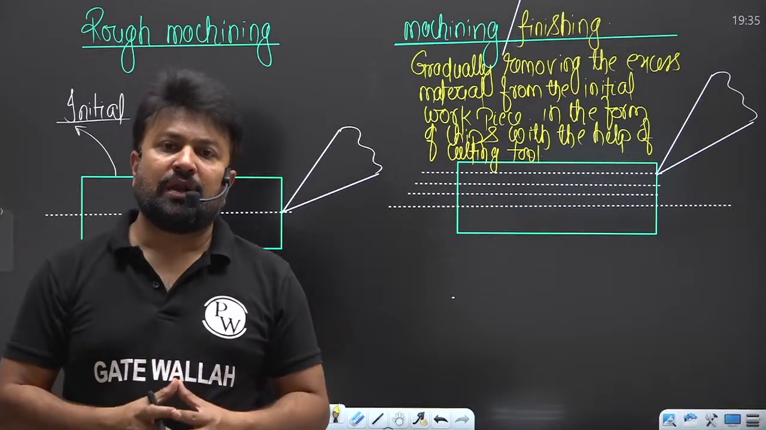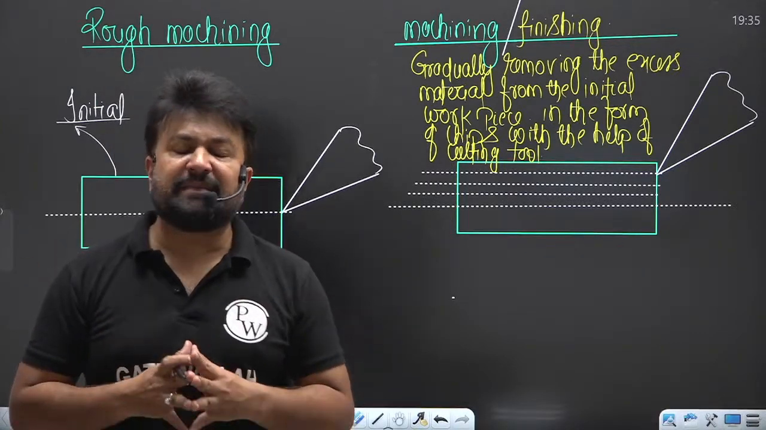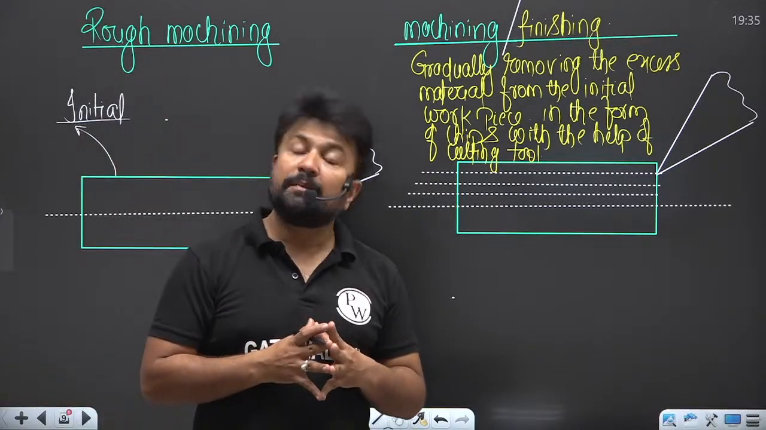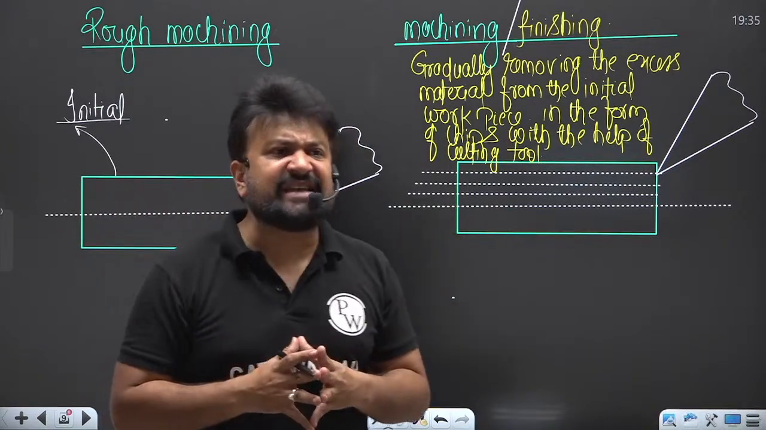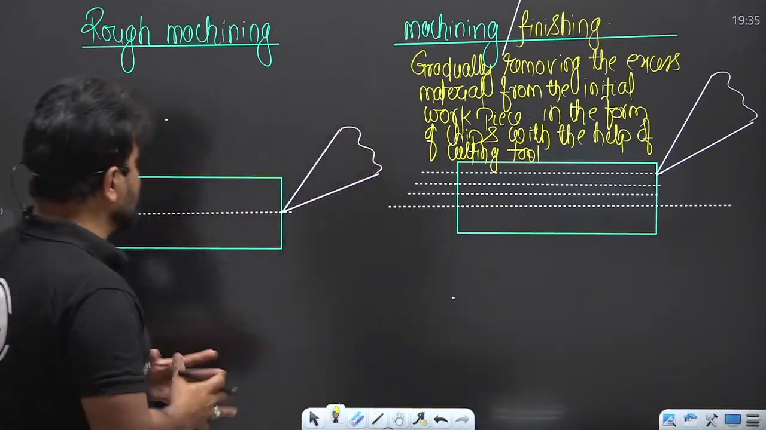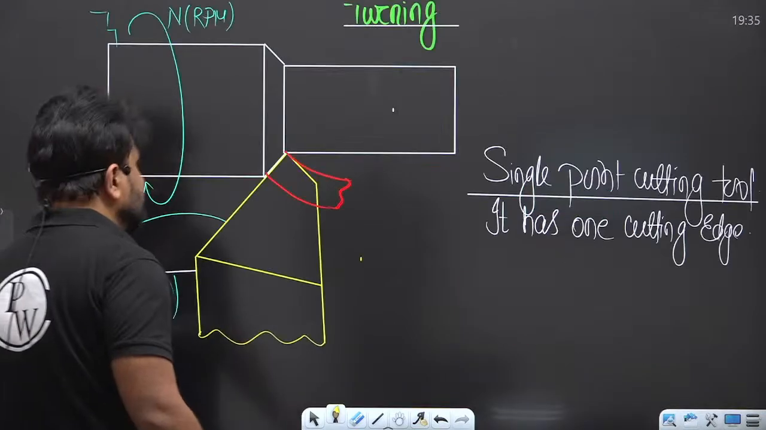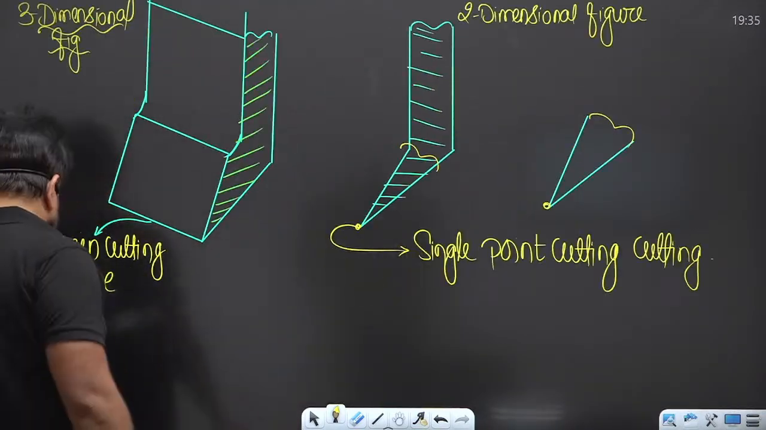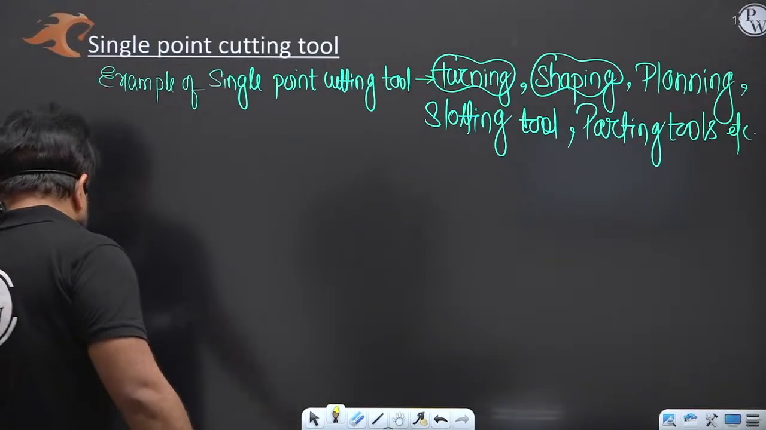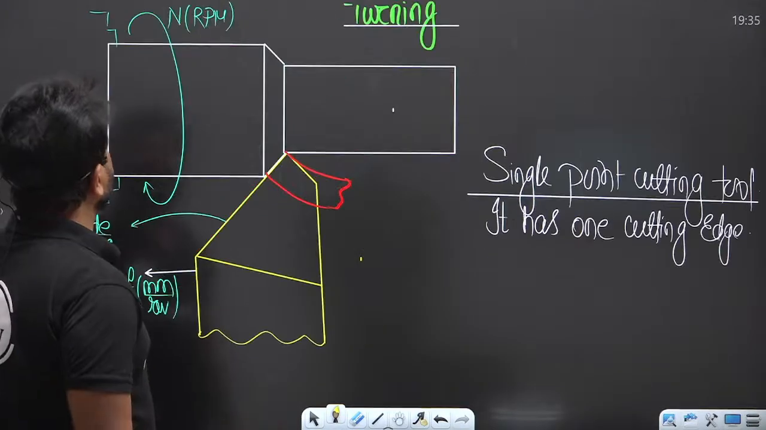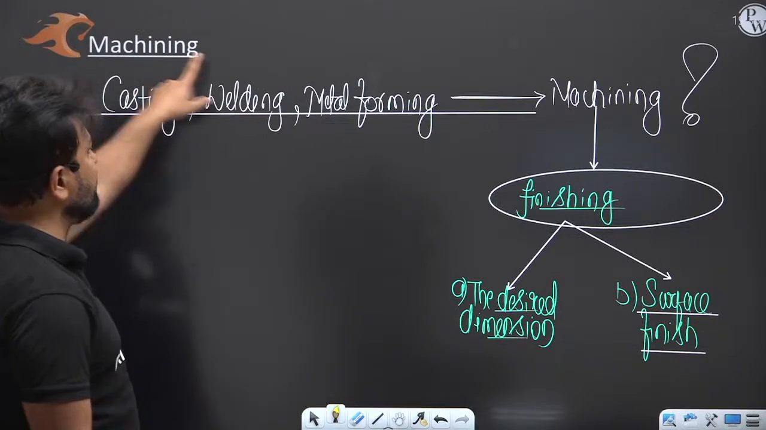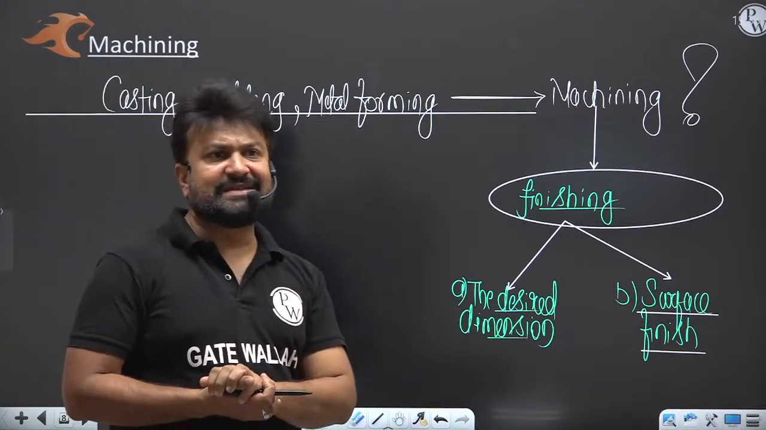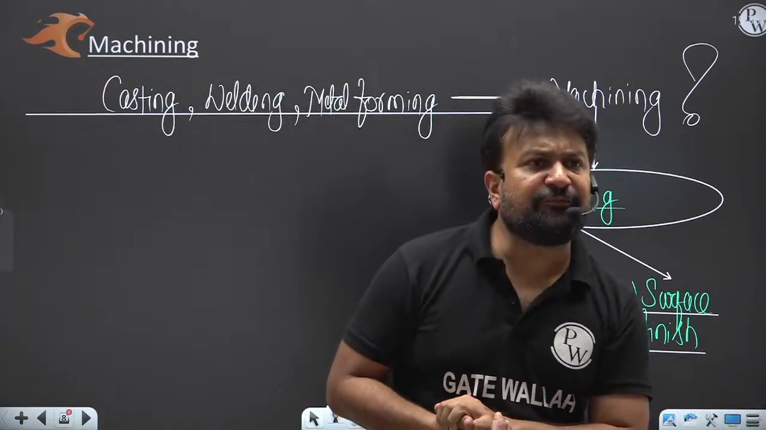So overall I can say that machining is a removal process. I hope you understand the concept of machining. Is that clear? Will it be enough for GATE?